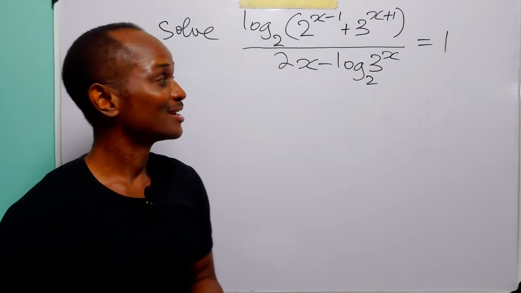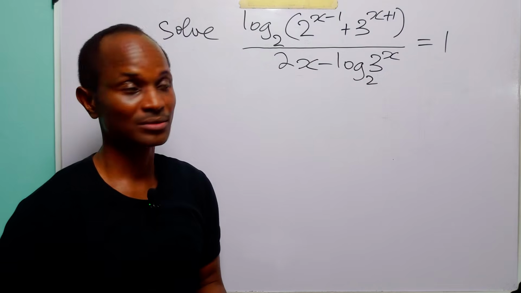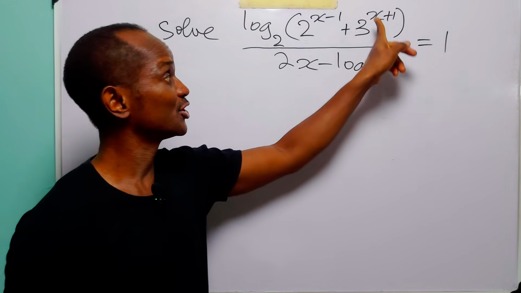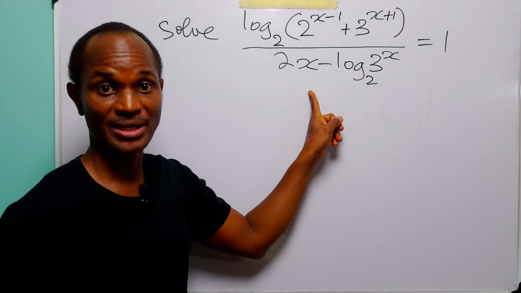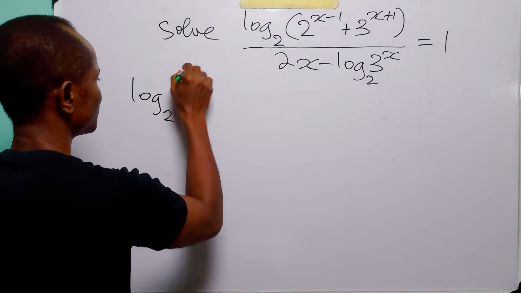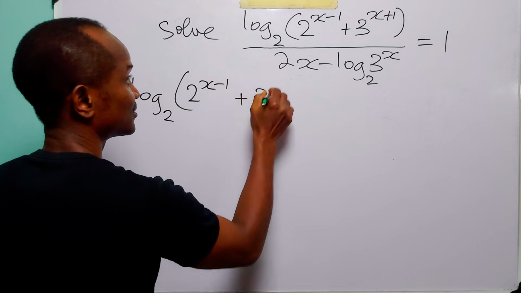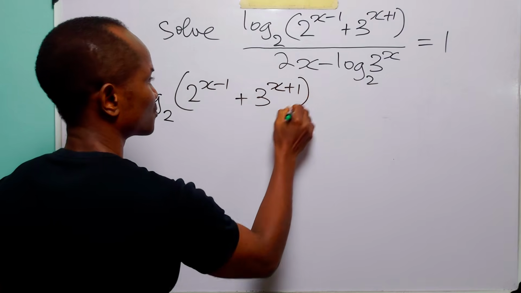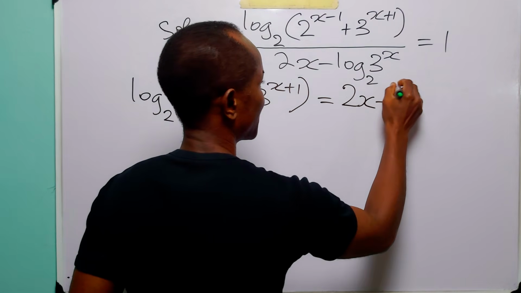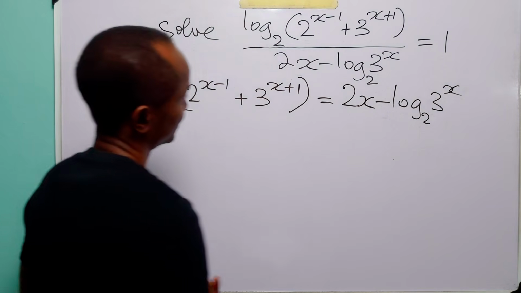Hello and welcome. To solve this logarithmic equation, we are going to start by getting rid of the fraction. Of course, you know that when a fraction is equal to 1, it simply means that the numerator is equal to the denominator. So we have that log to base 2 of 2 to the power x minus 1 plus 3 to the power x plus 1 is equal to 2x minus log to base 2 of 3 to the power x.